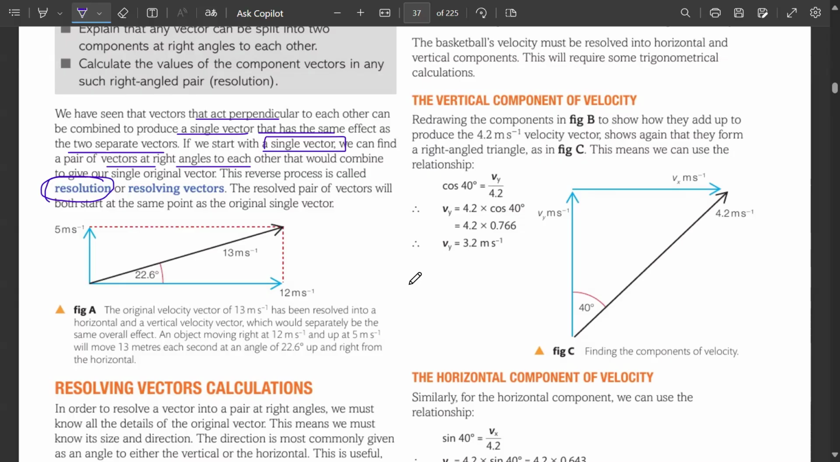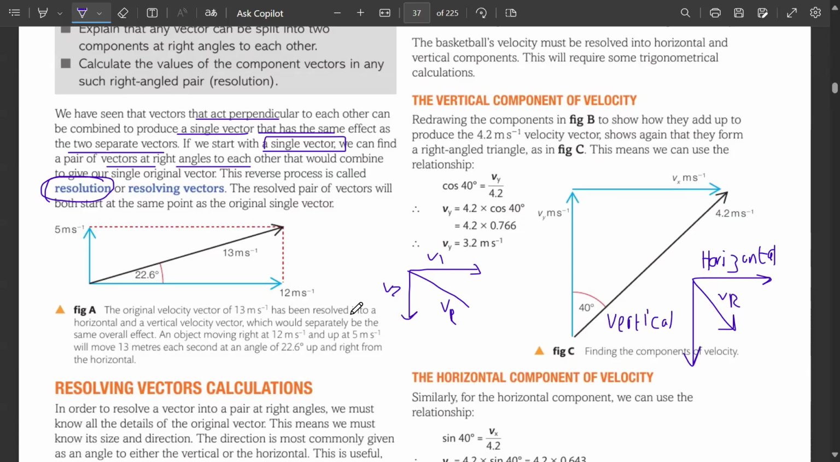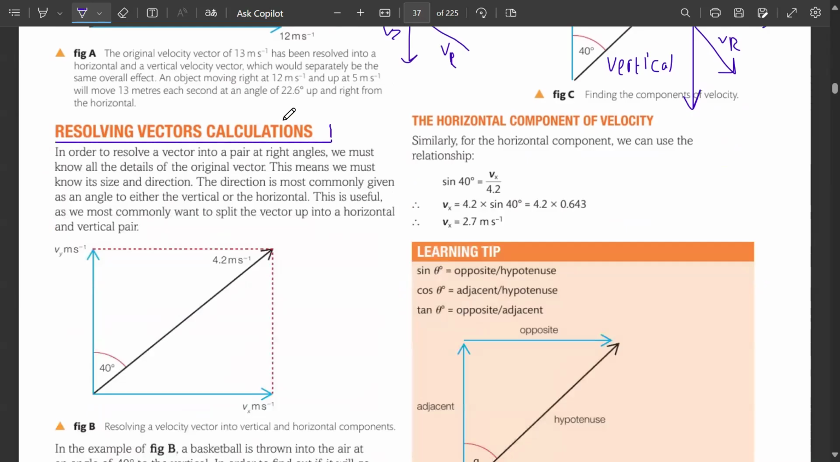How did you find the resultant? You were given two vectors and you found the resultant. Now the thing is, you are given the resultant and you are going to make its two vectors. We call it resolution or making components. First, you were given vector 1 and vector 2, and you found the resultant vector. Now you are given the resultant vector and we are going to find its two vectors, the horizontal one and the vertical one. Every resultant, every force has two types of component. One of them is known as the horizontal component, and the other one is known as the vertical component. Now let's solve by resolving these vector calculations.